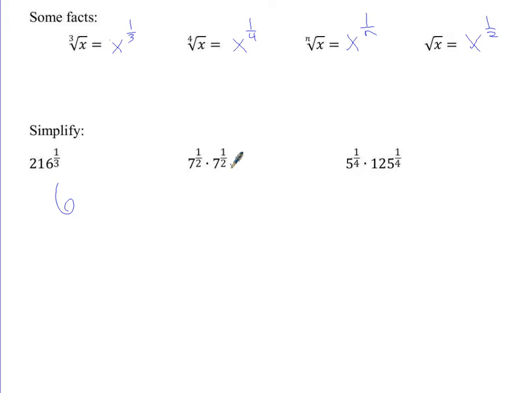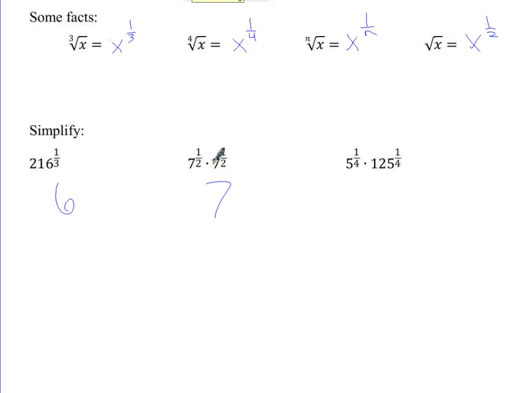Now don't type this into your calculator. It's 7. How do I know it's 7? Just by looking at it. They don't cancel. We have like bases here, and we're multiplying like bases. When we multiply like bases, what do we do to our exponents? We add them. So I have 1/2 plus 1/2. What's 1/2 plus 1/2? 1. What's 7 to the first power? 7. Go ahead and type it into your calculator. 7 to the 1/2 times 7 to the 1/2. You just get 7.